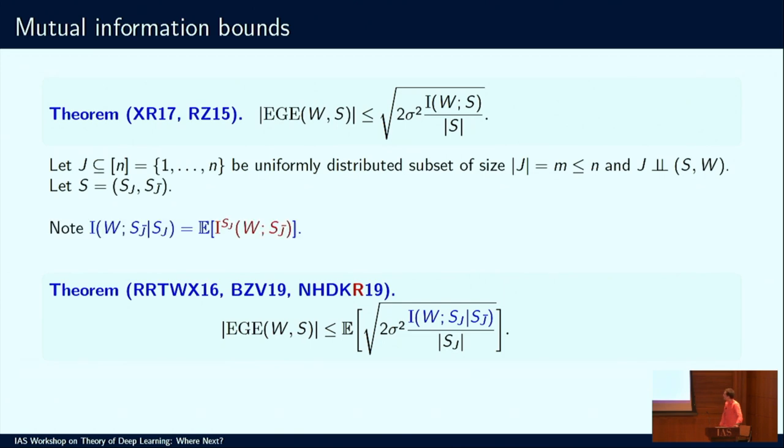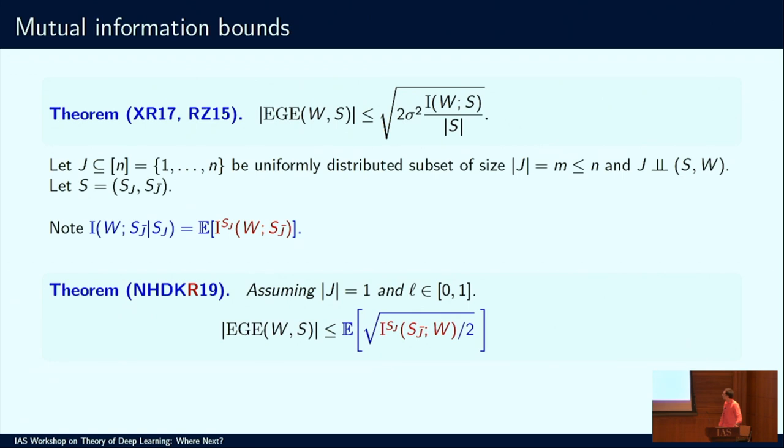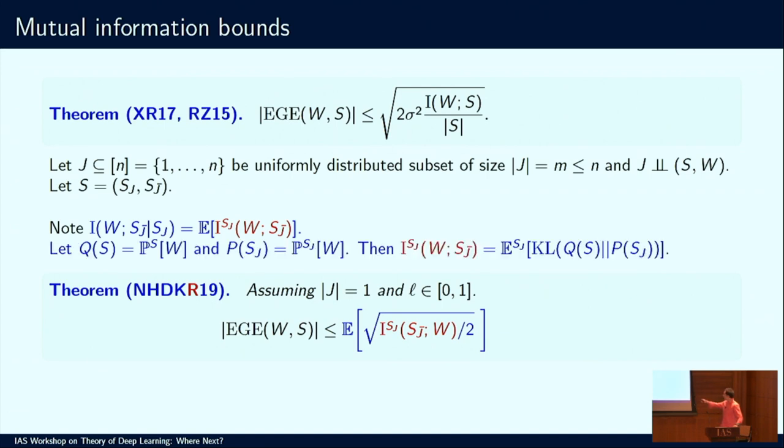All right. Now to show you where we go, you can write the mutual information as an expected disintegrated mutual information. So I'm just going to plug that in here. One of the things we do is we can show you can yank out that expectation. Now you could also write, in the special case of holding out a single data point, a bound looking at the disintegrated mutual information between a single data point and the weights, all right? So it's almost like a mutual information stability notion.